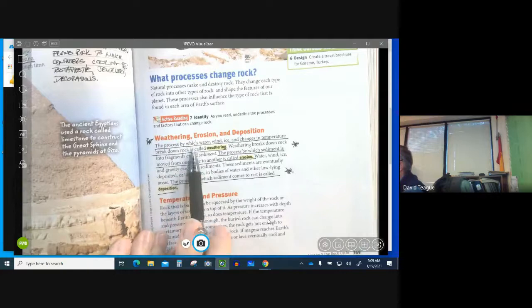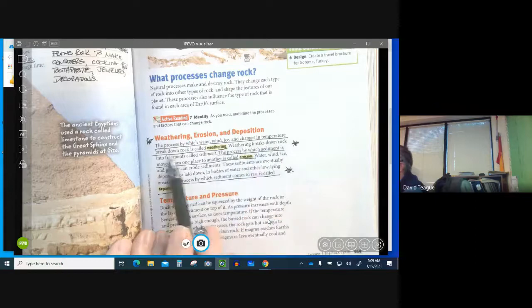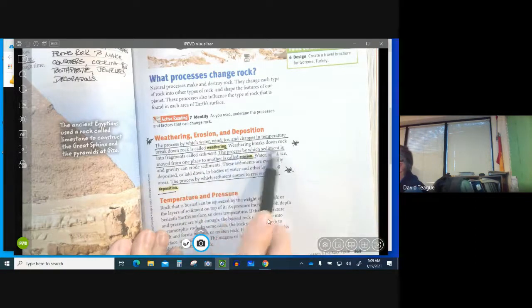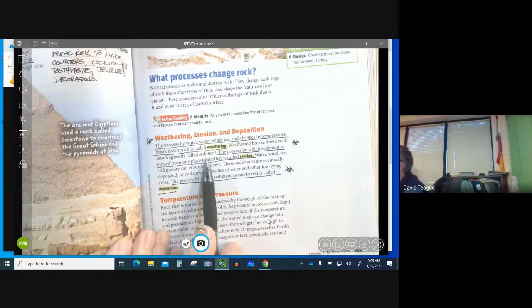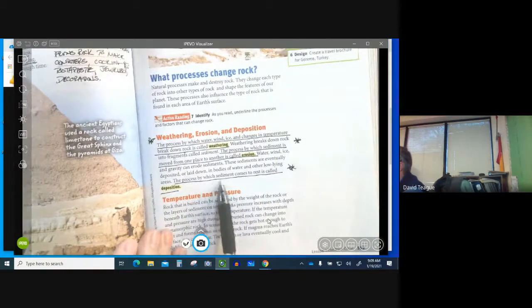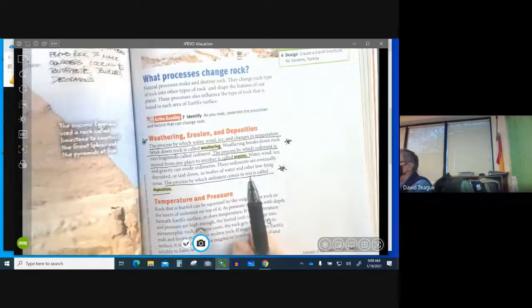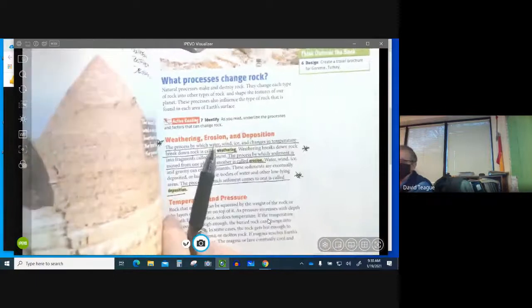The process by which water, wind, ice, and changes in temperature break down rock is called weathering. Weathering breaks down rock into fragments called sediment. The process by which sediment is moved from one place to another is called erosion. Water, wind, ice, and gravity can erode sediments. These sediments are eventually deposited or laid down in bodies of water and other low-lying areas. The process by which sediment comes to rest is called deposition. So weathering, erosion, and deposition all go together.